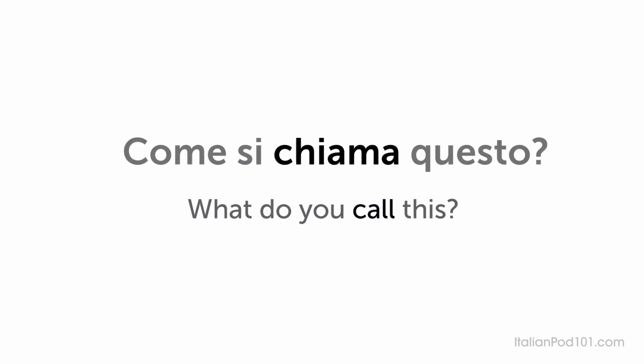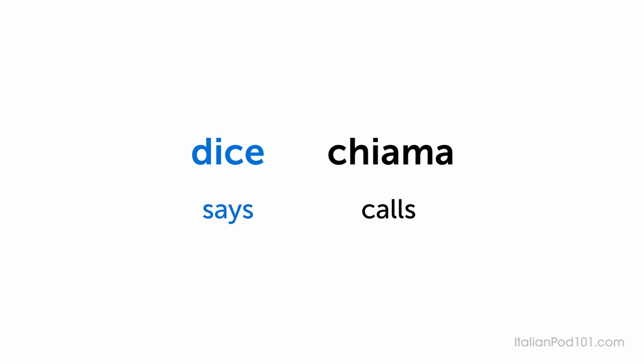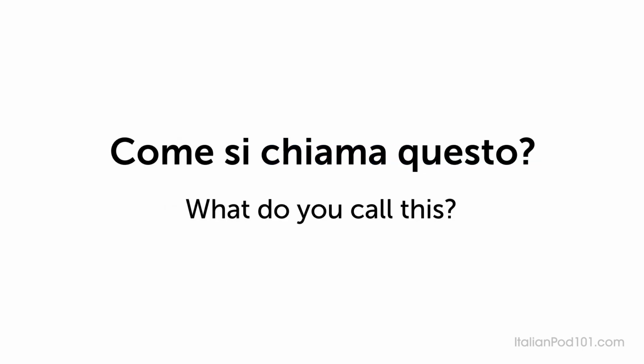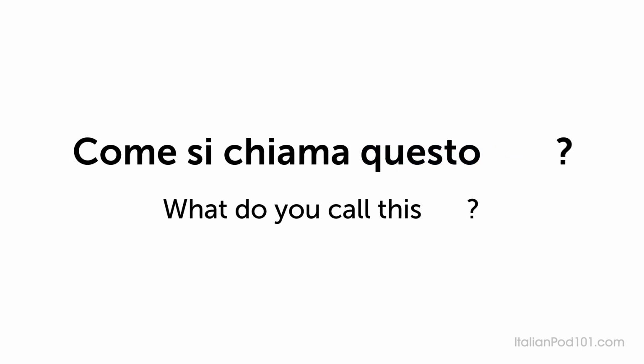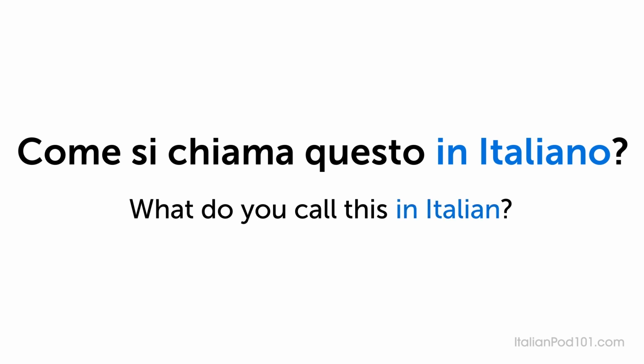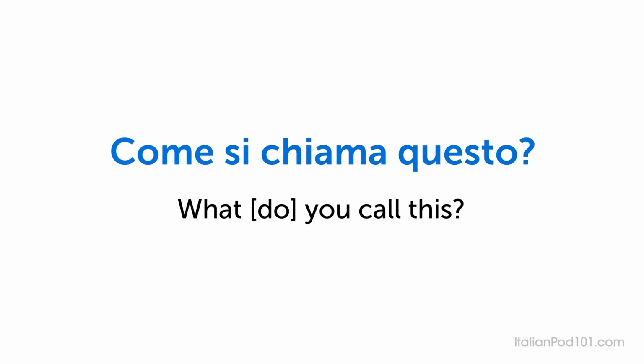To create this pattern, simply replace dice, says, with chiama, calls. Chiama. After this, replace the English word with questo, this. Questo. Recall, in italiano, in Italian, may be omitted if understood from context. Come si chiama questo? What do you call this? This is a very useful pattern for using Italian to learn Italian.